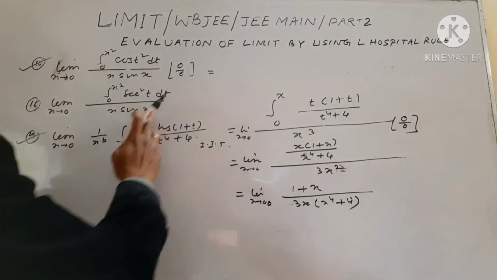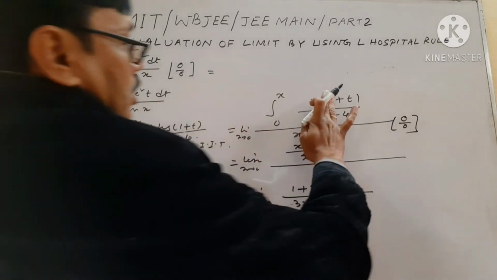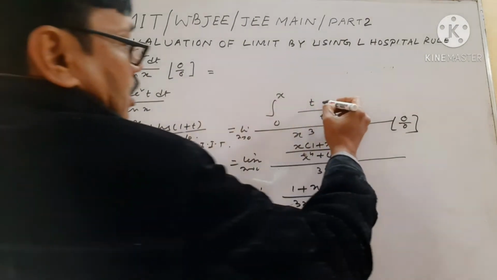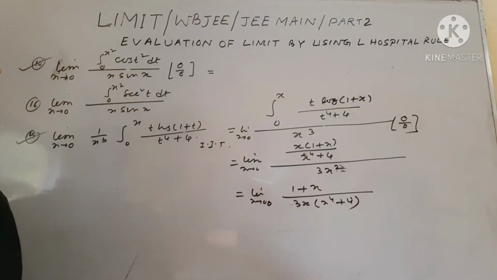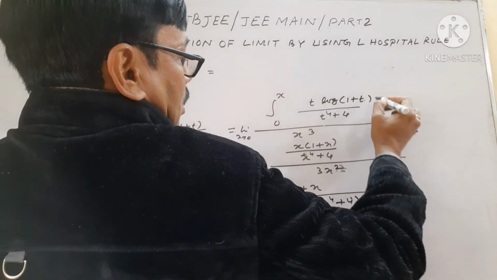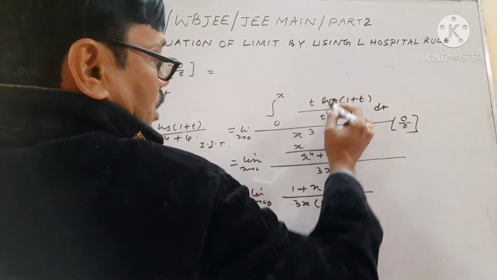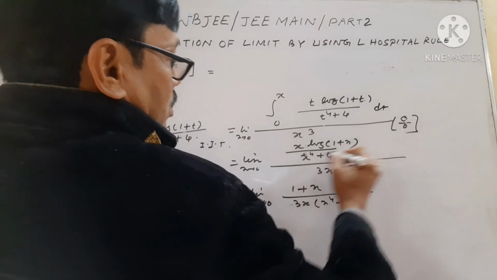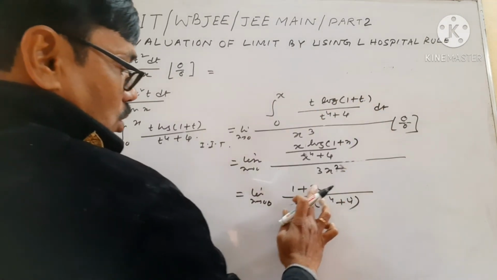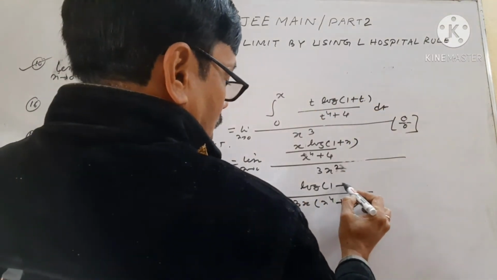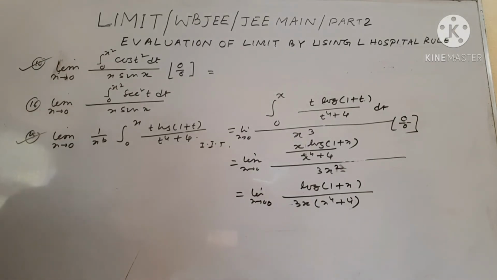So look at it again, 0 to x, this. So this is log 1 plus t. This one is, look, a major mistake. It is log 1 plus t dt. Then the second step: this one is not x, it is log 1 plus x. So t is replaced by x. Then the derivative of the upper limit is 1. So this is log 1 plus x over 3x into x to the power 4 plus 4.